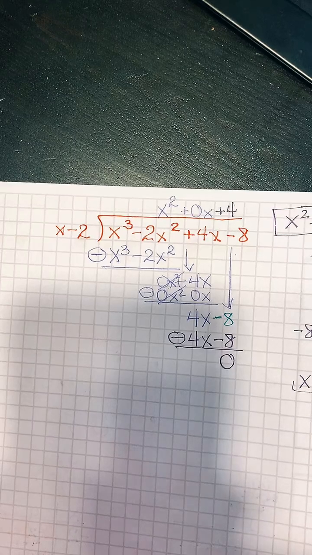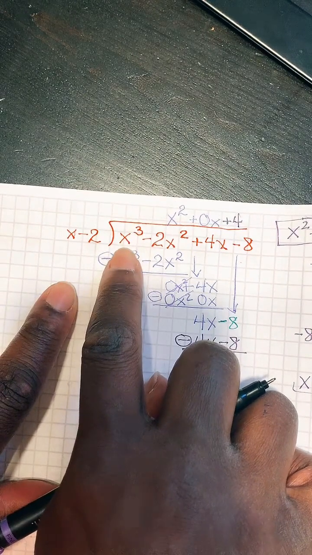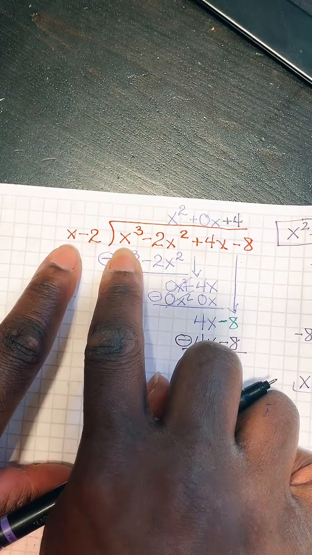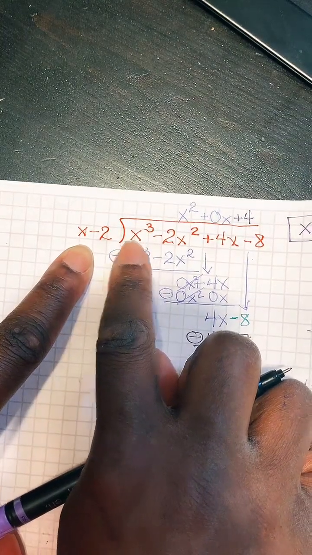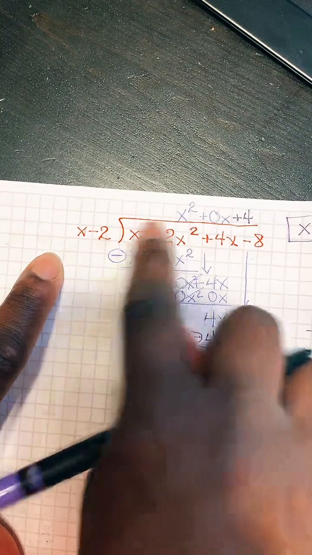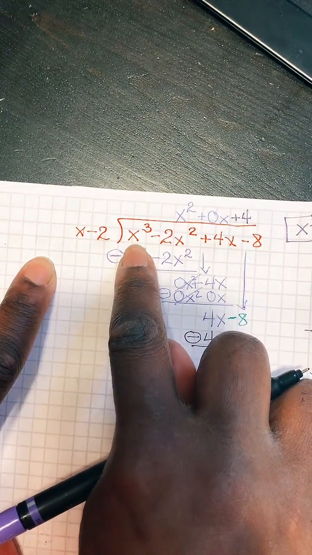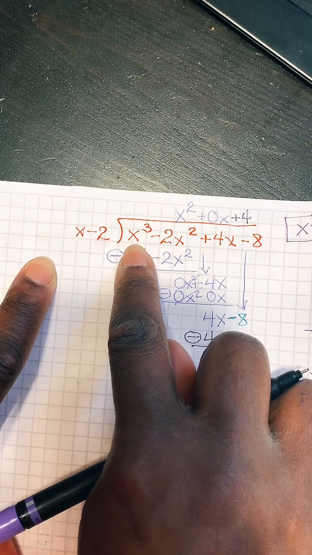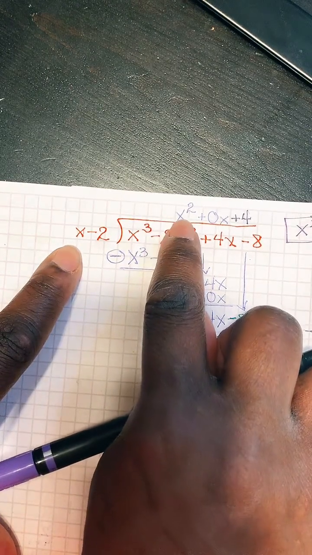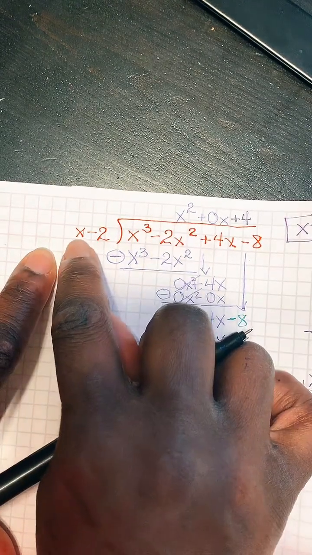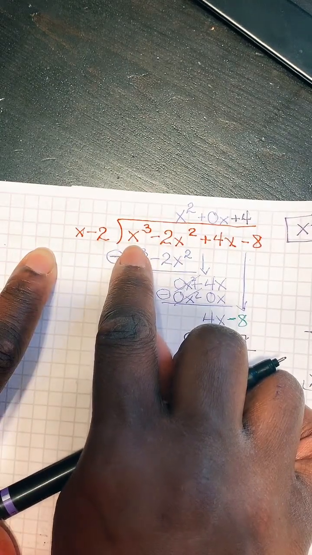So for memo, this is what happens. You've got your first term of your dividend and your first term of your divisor. Then you think, what times x will give me x cubed? If you recall, when you're multiplying, you're adding the exponents. So you need x squared times x to give me x cubed. You're always trying to find that very first step.